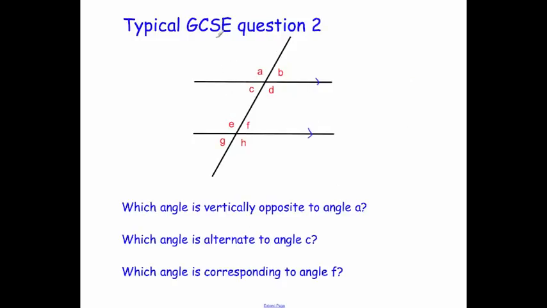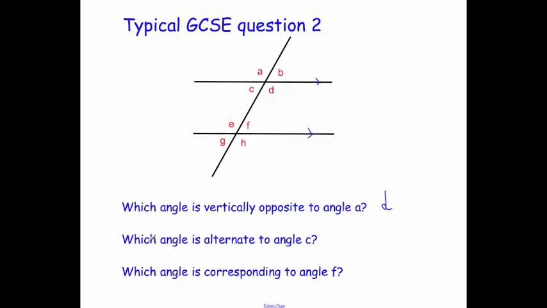Next, GCSE question 2. This question has labelled all the angles A, B, C, D, E, F, G, H. Part 1 says, which angle is vertically opposite to A? So here we've got A, and the angle opposite it is D. So that's going to be D.